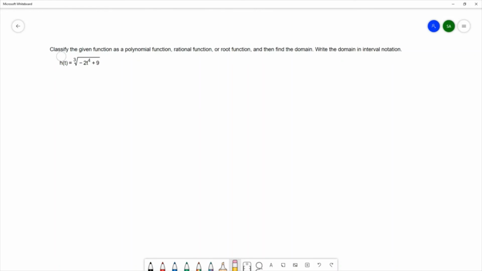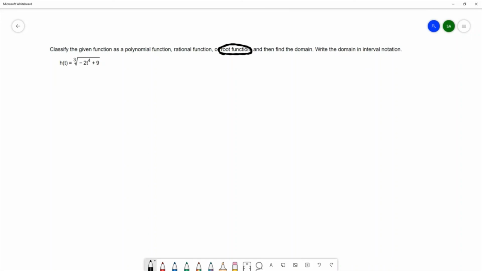This question says, classify the given function as a polynomial function, rational function, or root function, and then find its domain. Write the domain in interval notation. So for this function, we have h of t equals the cube root of -2 t to the 4th plus 9. And we would categorize this as a root function because it has a variable underneath the radical.